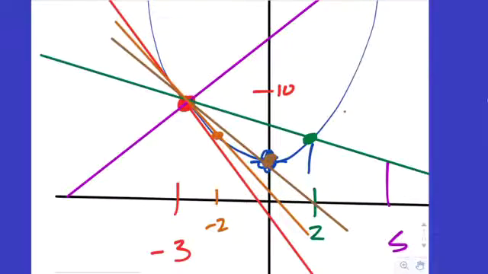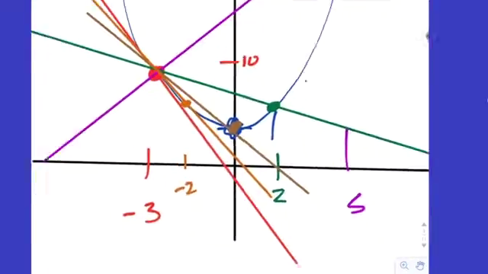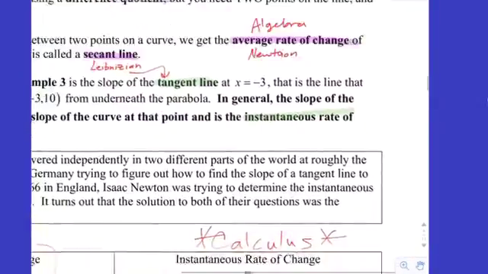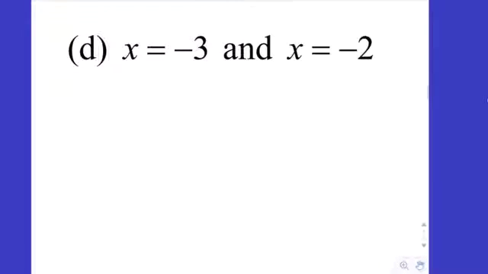Now, I'm kind of losing my ability to draw more lines in there, but if you notice, the orange line and the red line are getting closer to each other's slope, right? The orange line that I just drew is a better approximation than the brown line that I drew. So let's go ahead and figure out what the slope of that burnt orange line is using the average rate of change. So here we go.